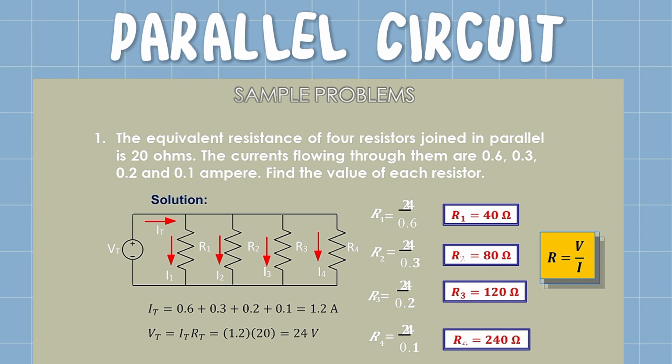Now we can solve the voltage using the formula for Ohm's law. V is equal to IR, which is 1.2 times 20, where 20 is the given resistance in the problem, which results in 24 volts. So now we can solve the value of each resistance by using the formula R is equal to V over I, where 24 is the voltage. So R is equal to 24 over each of the given currents.